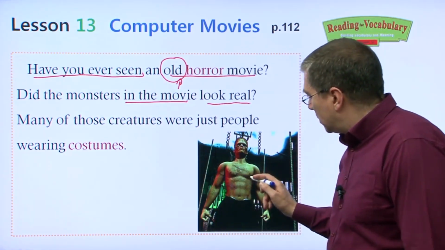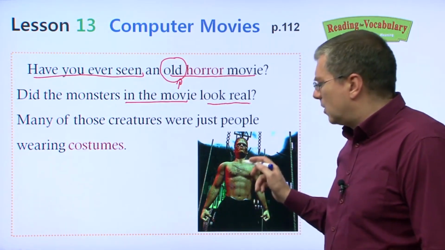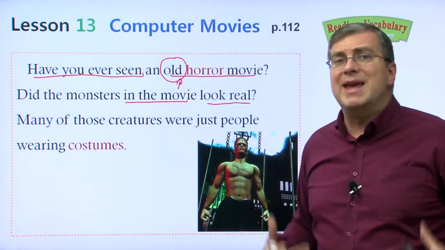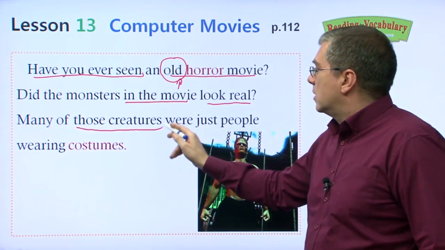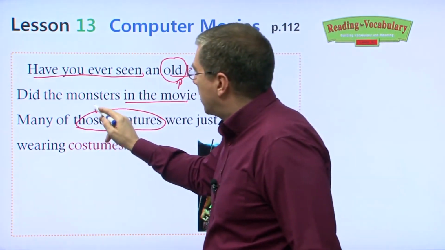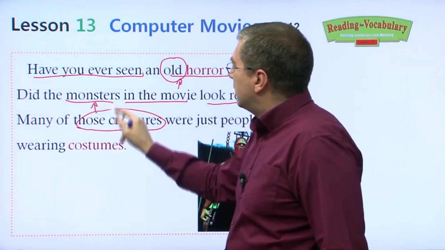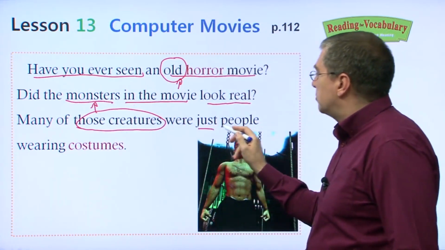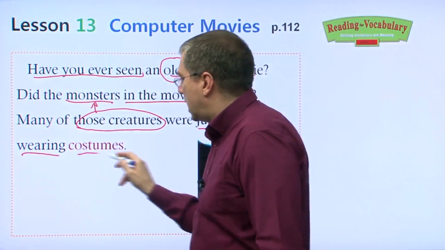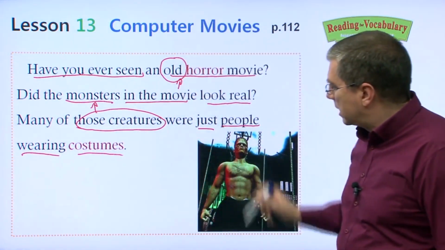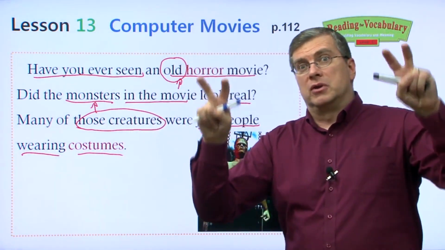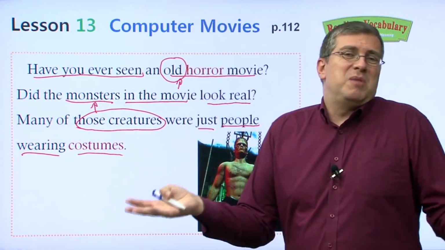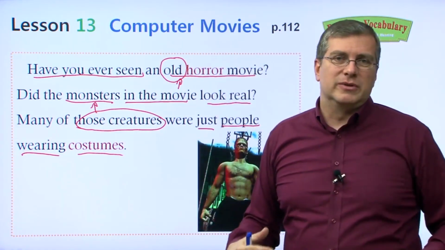This is an example. Is this monster real, or is it just a person with a lot of makeup on, right? Many of those creatures, we're talking about the monsters, right? Many of those creatures were just people wearing costumes. This man is wearing a costume, right? So the monsters in the movie were just people. They were wearing costumes, okay?